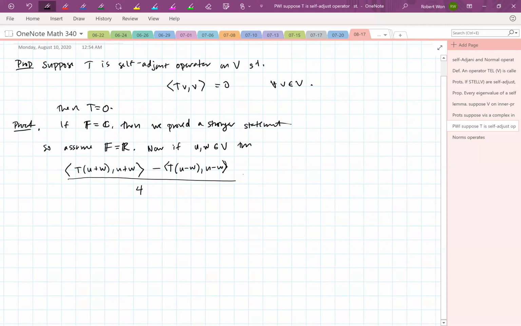Okay, and then you break up these inner products using additivity. And what you get is one half the inner product of T u, w plus the inner product of T w, u, over 2.